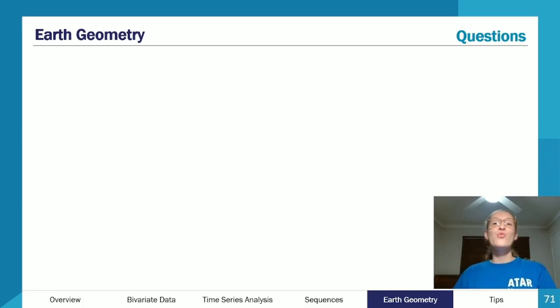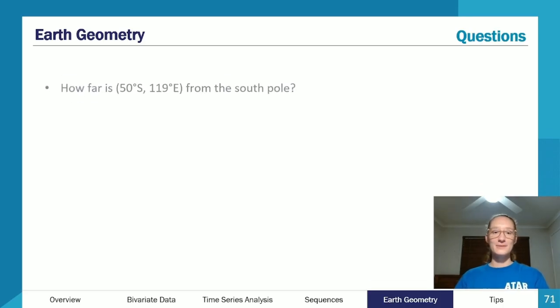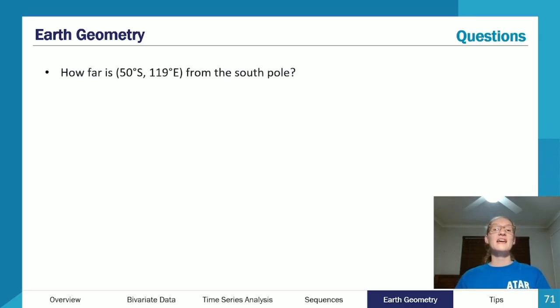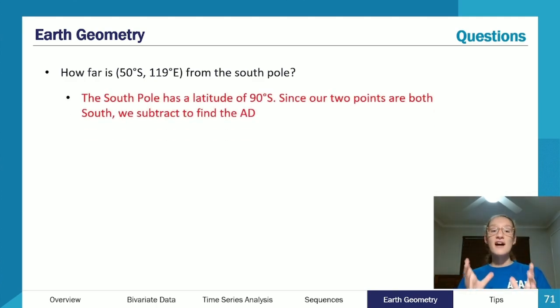So we're just going to go through one quick question before we move on to our tips and tricks before we finish up. This question is, how far is the position 50 degrees south, 119 degrees east from the South Pole? The interesting thing here is we're actually not given a coordinate, but because we're told it's the South Pole, we can work backwards and figure it out. The South Pole has a latitude of 90 degrees south. And since our 2 points are both south, we subtract to find the angular distance.